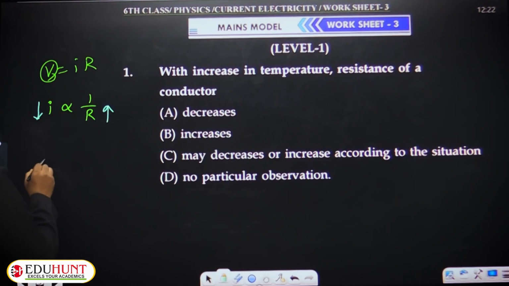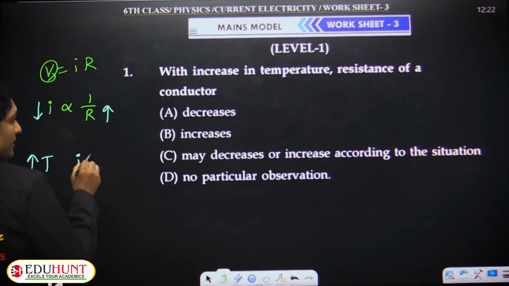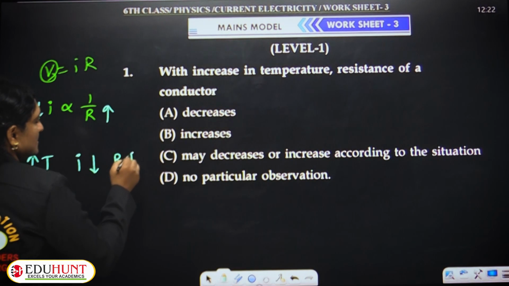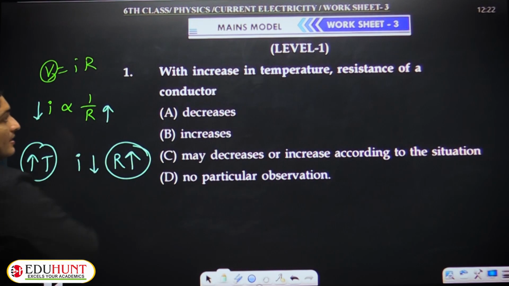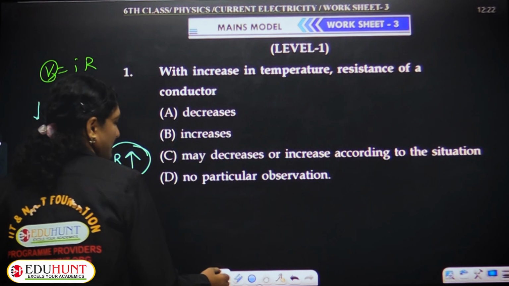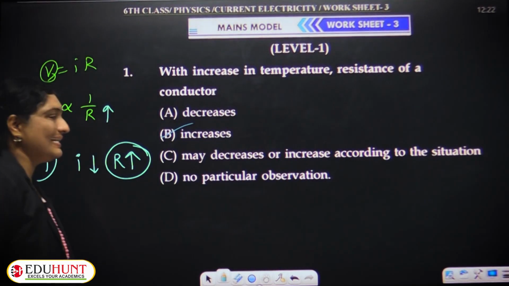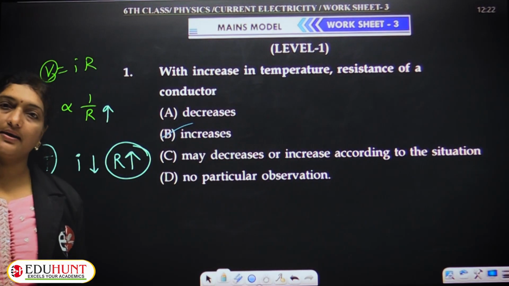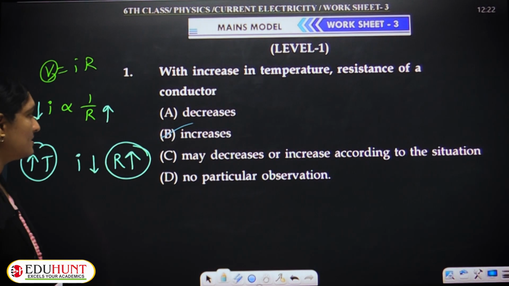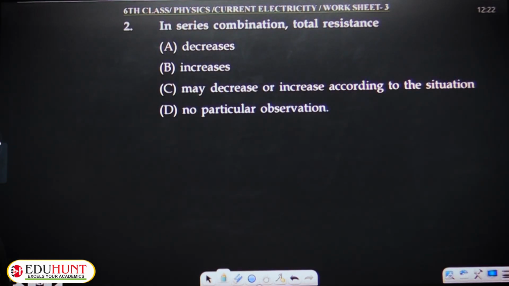So clearly, the increase in temperature makes the current across the conductor decrease, and as a result, the resistance across the conductor increases. So with the increase in temperature, resistance of a conductor increases. Hence, the correct option must be option B, that is increases. Hope you understand.